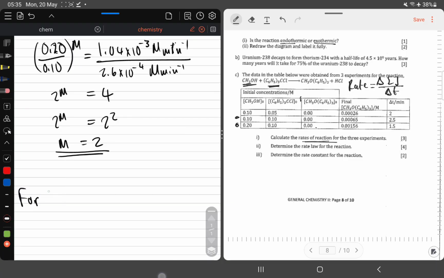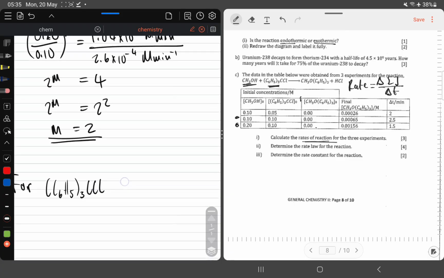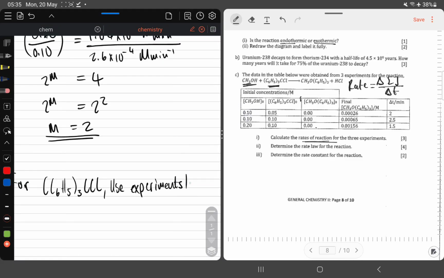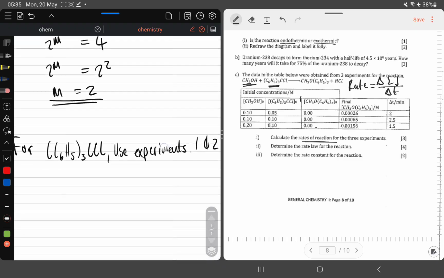Now let's do for the other one, for the concentration of C6H5 3 CCl. We want the power. I would use the experiments where this one changes and the other one doesn't. From 1 to 2 this one changes. Does the other one change from 1 to 2? No, it doesn't. So I'll use experiments 1 and 2.